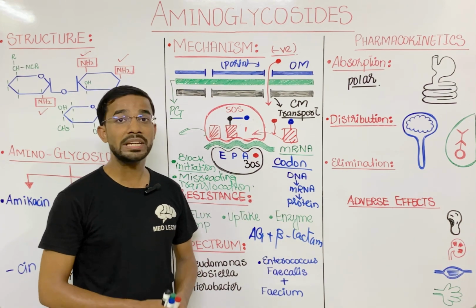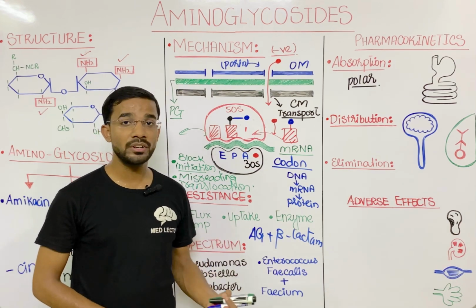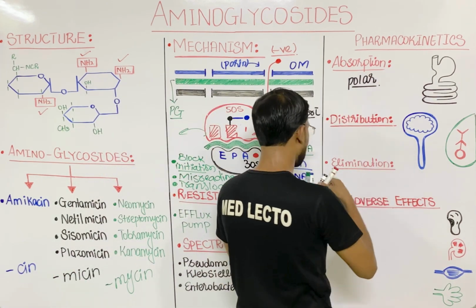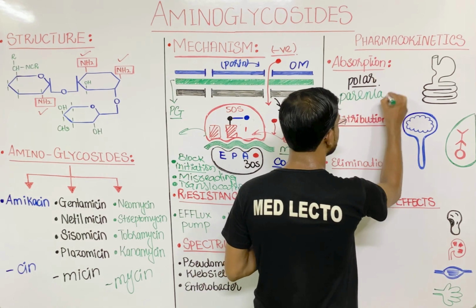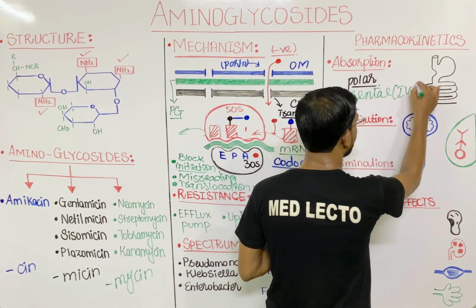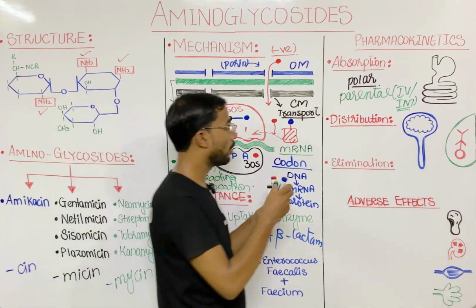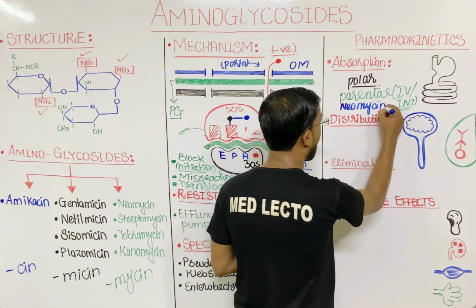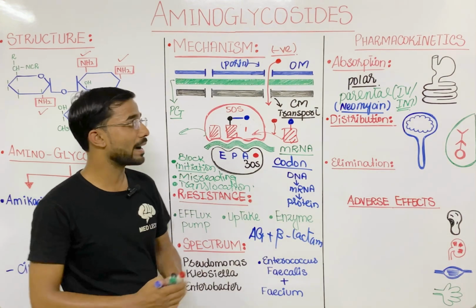So that's why we give the aminoglycoside through the parenteral route, the IV route and the IM route. Okay, that is the important thing. We give the aminoglycoside through the parenteral route, like the IV or IM. But there is an exception for neomycin. Neomycin is not given through the IV route because of the severe nephrotoxicity caused by neomycin.